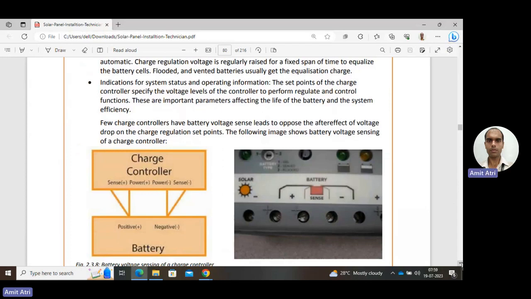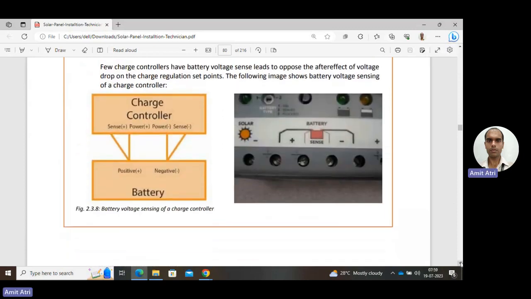The set points of the charge controller specify the voltage level at which the controller performs, regulates, and controls its functions. These are important parameters affecting the life of the battery, because the life of the battery increases with proper maintenance: charging that is within the limit, and temperature that is maintained. Although temperature is not totally in our control because of environmental reasons as well.